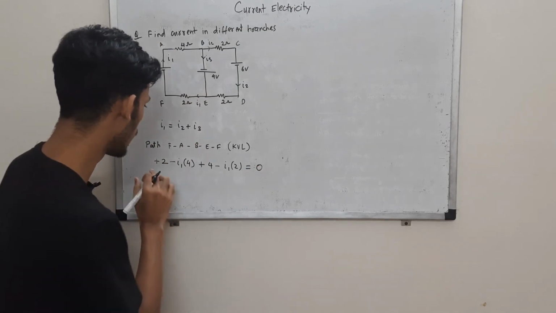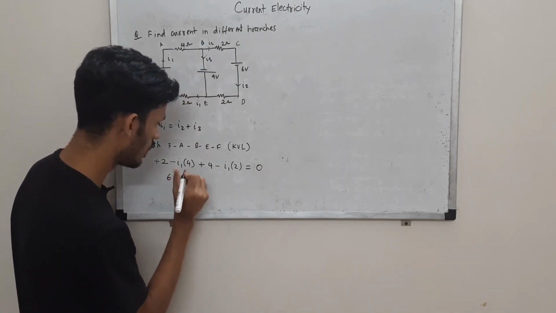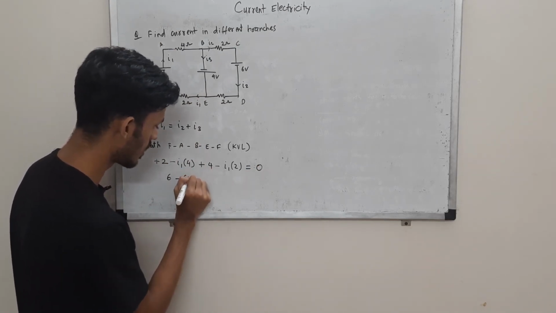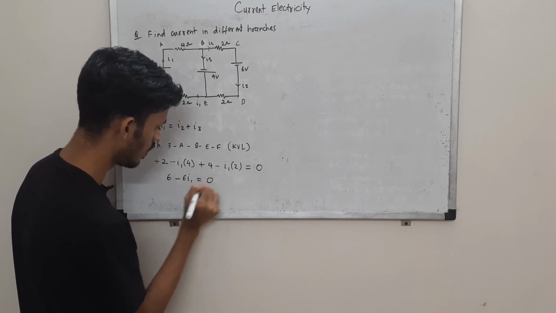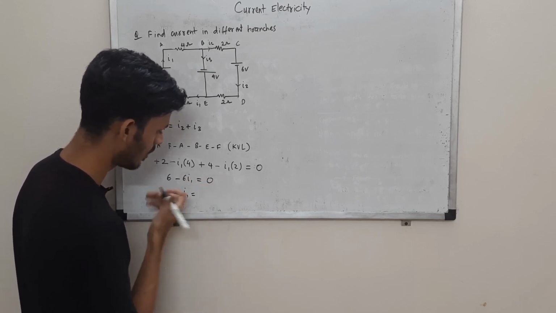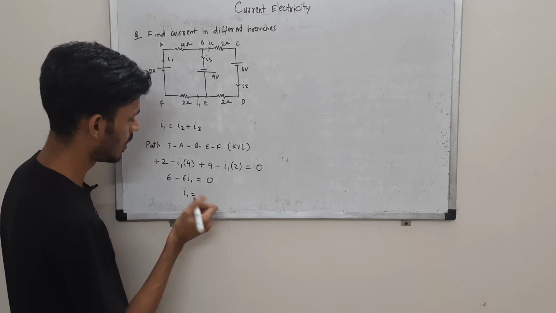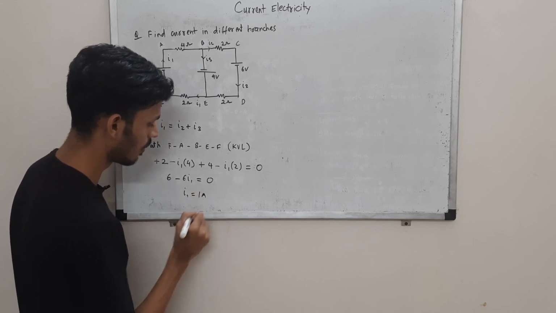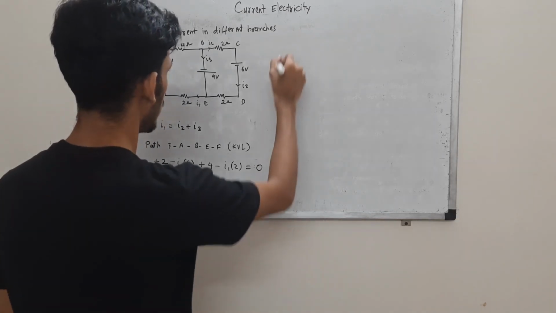So this will give us 6, and this will give us minus 6 I1 is equal to 0. So I1 is nothing but 1 ampere. Okay, I1 is nothing but 1 ampere.